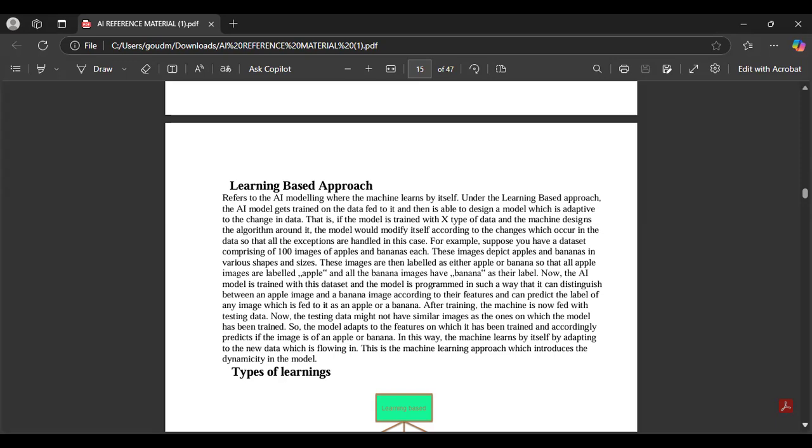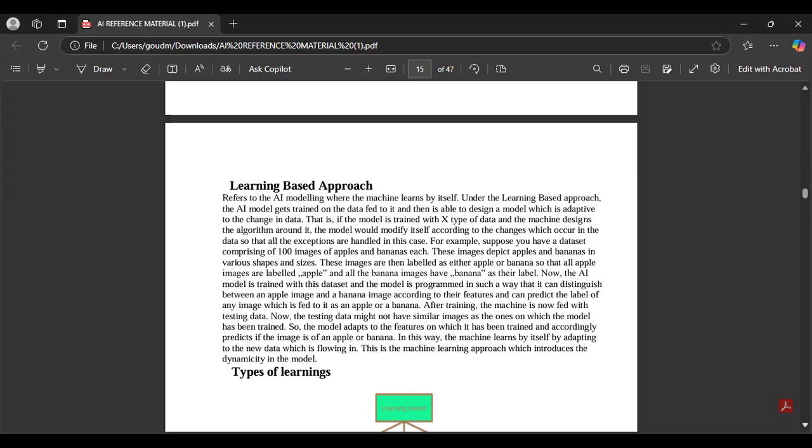After training, the machine is now fed with testing data. Now the testing data is not similar to the training data, children, on which the model has been trained. So the model adapts to the features on which it has been trained and accordingly it predicts if the image is of an apple or banana, right? Why? When we are training, it will not see the image. It will take the features from that image. We will give different features. Apple is in this way. The color of apple is this. So it will take the features from that. And whatever the shape of apple we are showing, it is able to identify. Different images of apple also it can identify. That is happening in the learning based approach.